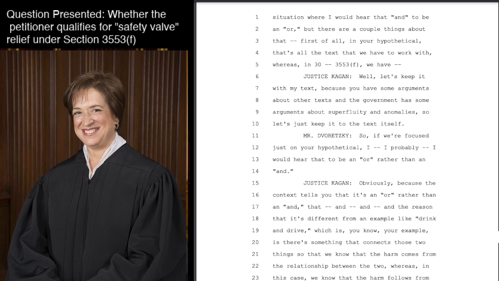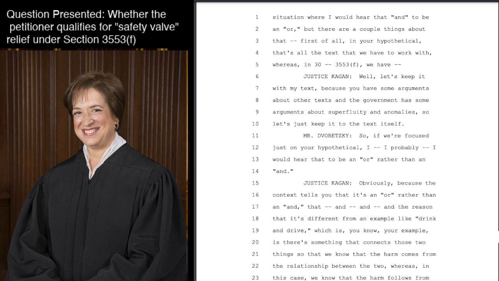But there are a couple of things about that. First of all, in your hypothetical, that's all the text that we have to work with, whereas in 3553(f). Well, let's keep it with my text because you have some arguments about other text and the government has some arguments about superfluity and anomalies. So let's just keep it to the text itself. So if we're focused just on your hypothetical, I would hear that to be an "or" rather than an "and." Obviously, because the context tells you that it's an "or" rather than an "and."